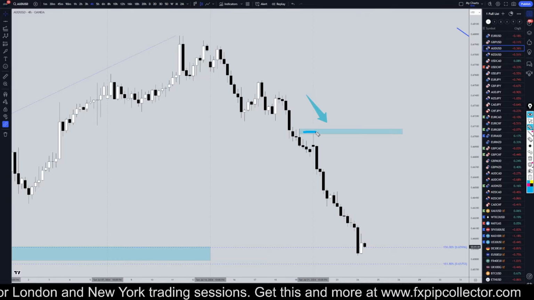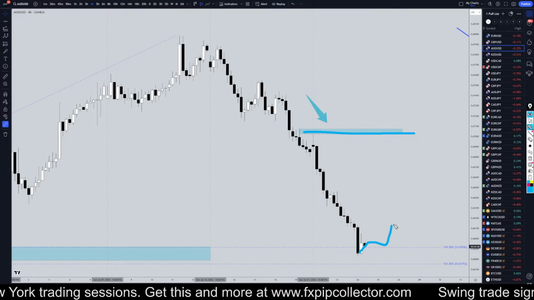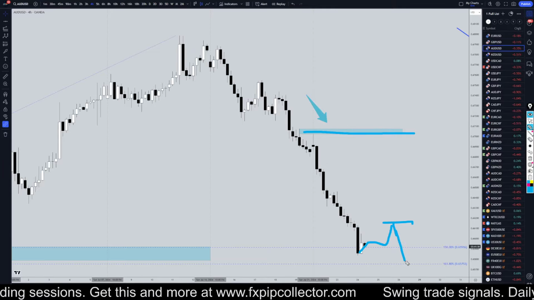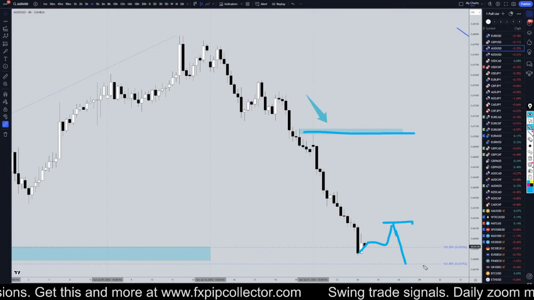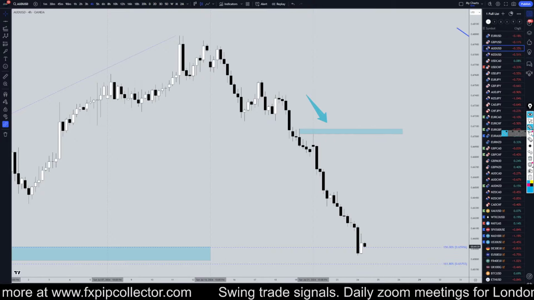For me, the last major structure level is way up here, which means that even if it does start to move to the downside, I can almost guarantee it's going to make a new low, and it's going to be a correction to the downtrend. I'm keeping a very close eye on the 161, 178% for a possible reversal.